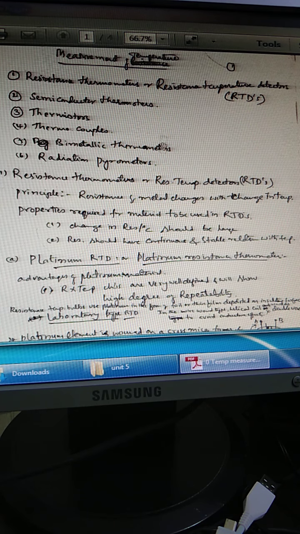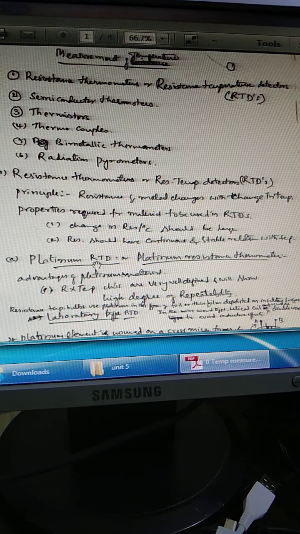So the properties required for the material to be used as thermometer material are: it should have a large change in resistance per degree centigrade, and it should have a continuous and stable relationship with temperature. Such a material is platinum. Therefore, if platinum is used in RTDs, resistance temperature detectors, we call it a platinum RTD.